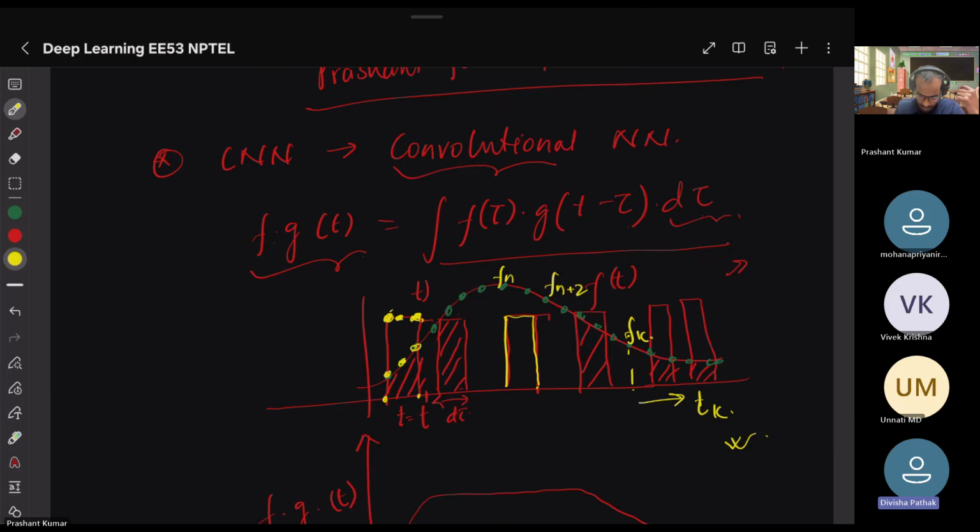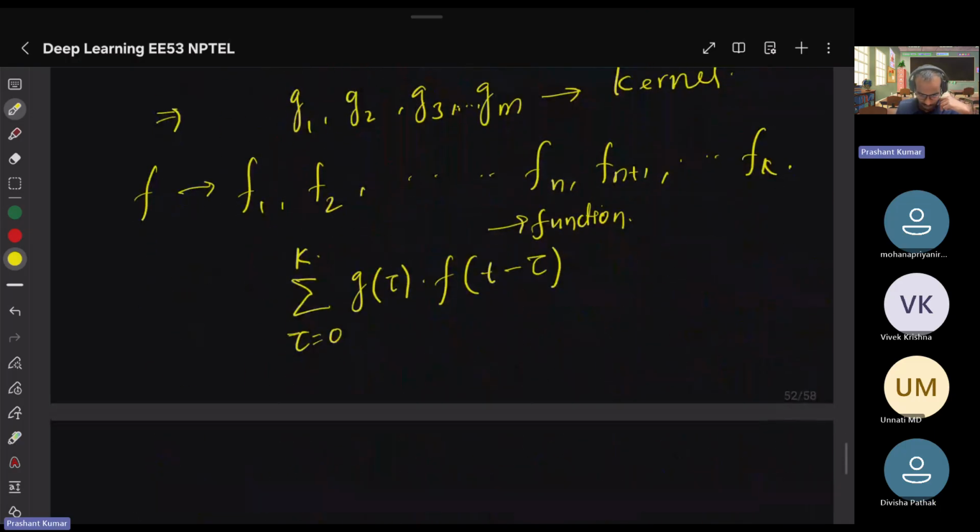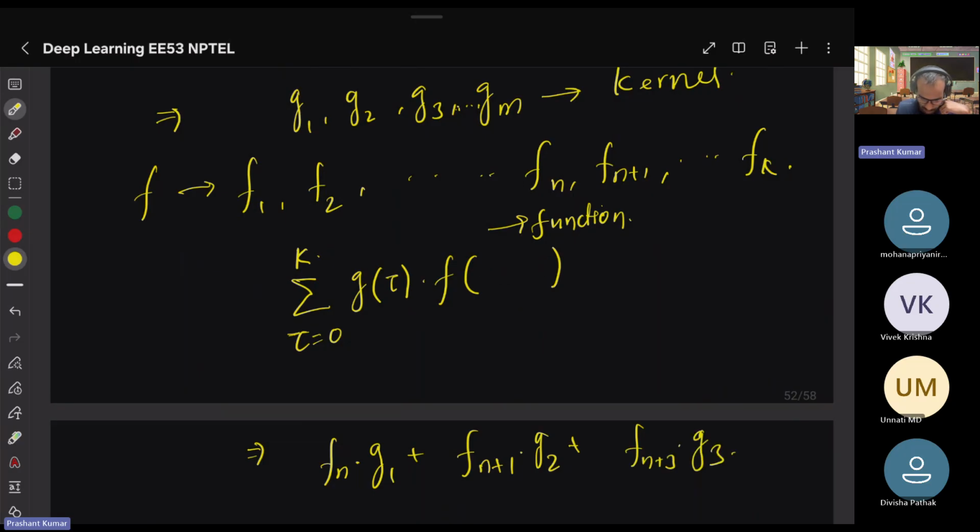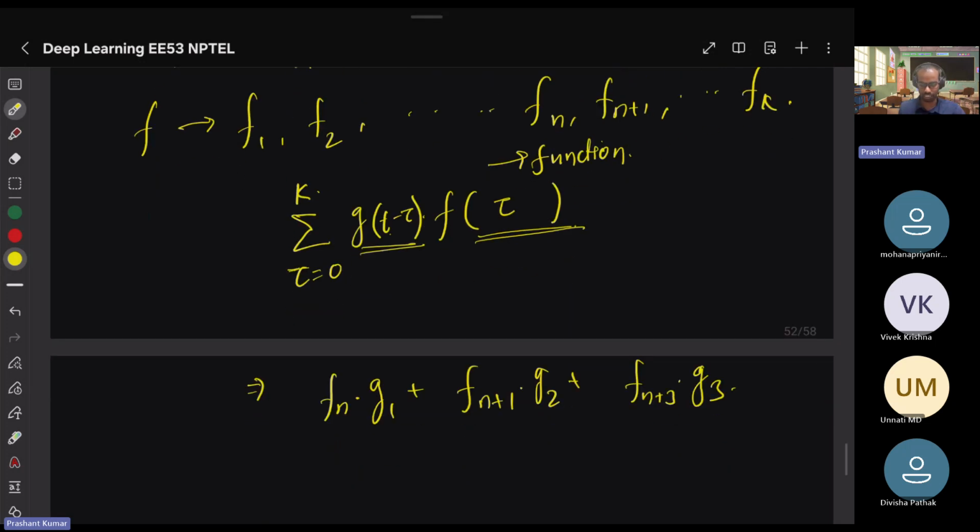Here I have three elements, and here I have three elements. So basically, I will be multiplying Fn into G1 plus Fn plus 1 into G2 plus Fn plus 3 into G3. So here is a small mistake. This is the t minus tau, because G is moving, and this will always be three elements, and this will be changing, because I have k number of elements here. This will always be the same because the number of kernel elements will always be the same, which is moving in time.